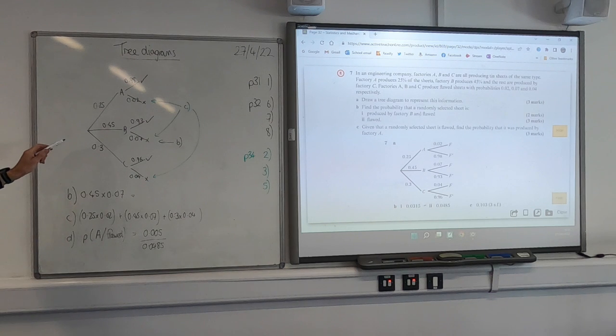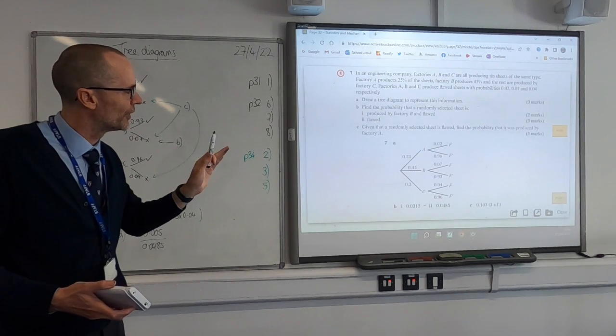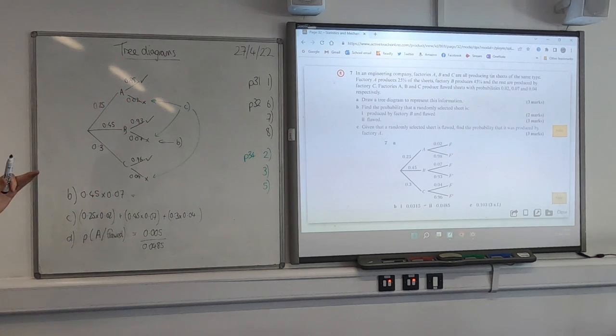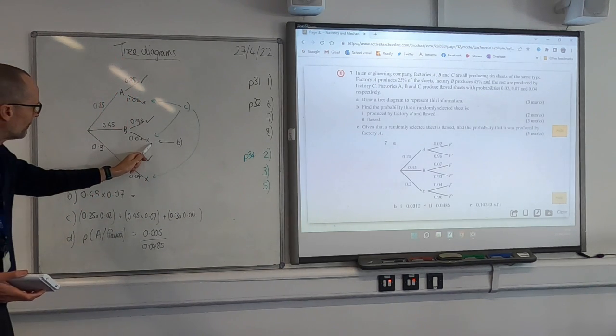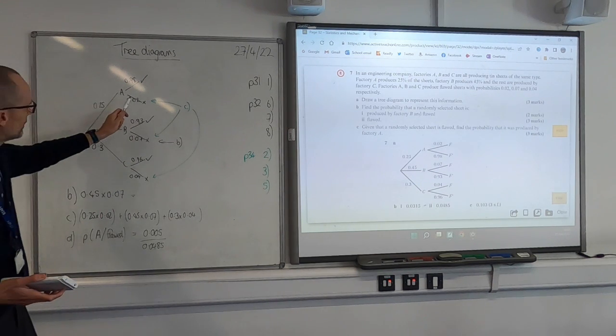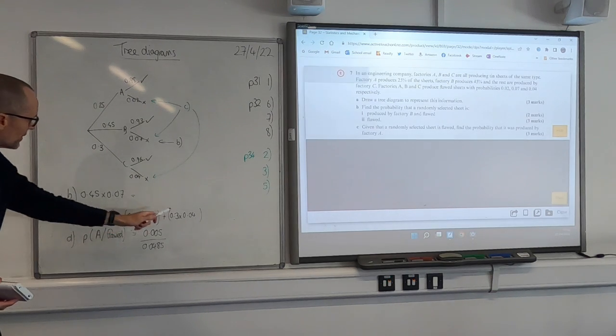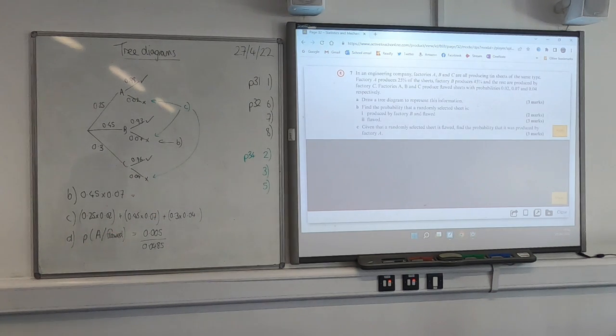The way I did the tree diagram for number 7 is I've got the 3 factories, A, B and C, turned my percentages into decimals, and then each factory might either produce sheets that are okay or flawed. So that's my completed tree diagram. Part B, no mention of the word given, so it's straightforward, it's GCSE. Factory B and flawed is this outcome here, 0.45 times 0.07. Flawed is this one, and this one added together. So it's 0.25 times 0.02 plus the previous answer plus 0.3 times 0.04.